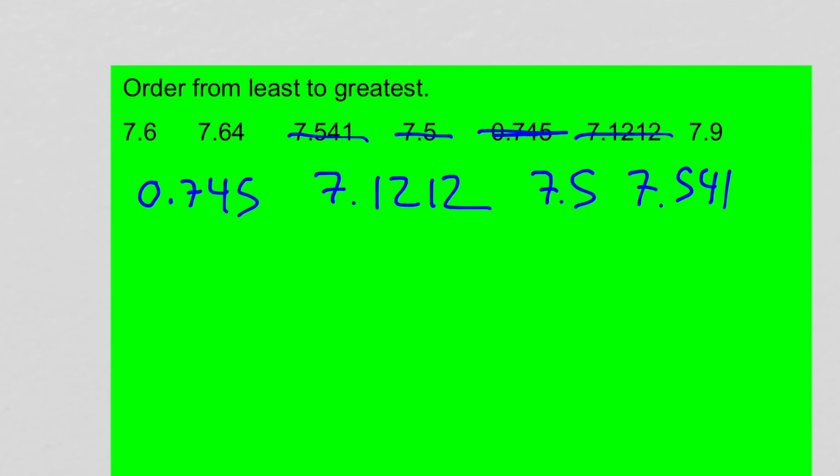Okay, now we have 6 tenths, 6 tenths, 9 tenths. So these two have to come next. 6 tenths, 6 tenths, no hundredths, 4 hundredths. So 7 and 6 tenths comes next. 7 and 64 hundredths comes next. 7 and 9 tenths is the largest number out of this group. So again, comparing the individual place values starting with the whole numbers. This is the smallest number of the group. This is the largest.